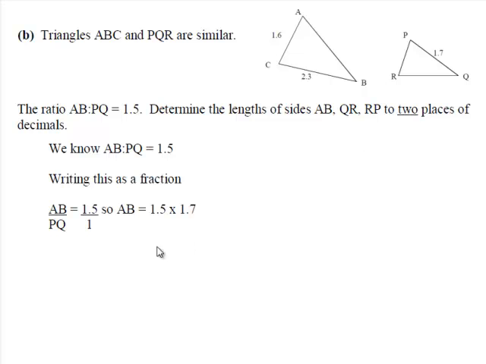So we can just rearrange that. So AB is equal to 1.5 times PQ, and you can see here that PQ is 1.7. Multiply those together and we get the value here of 2.55.